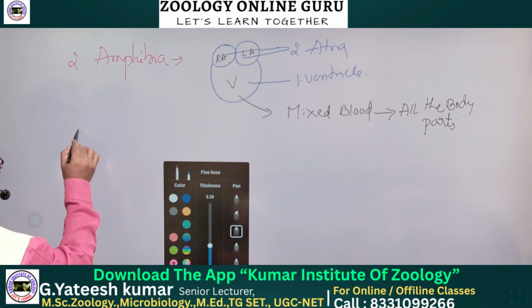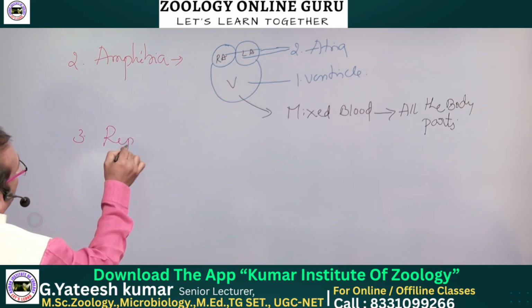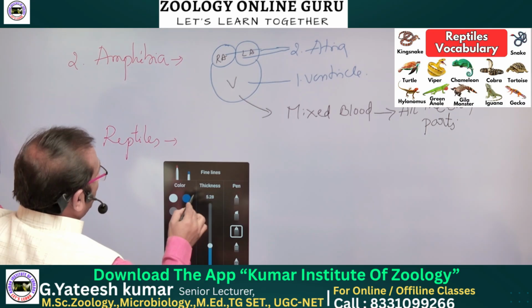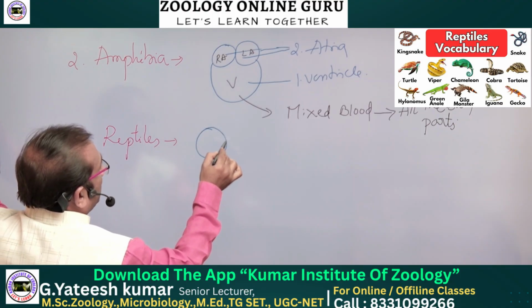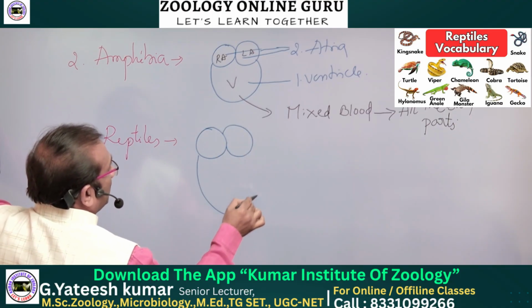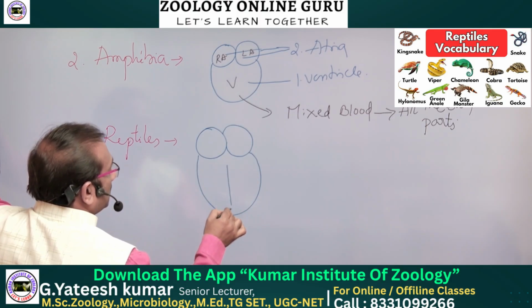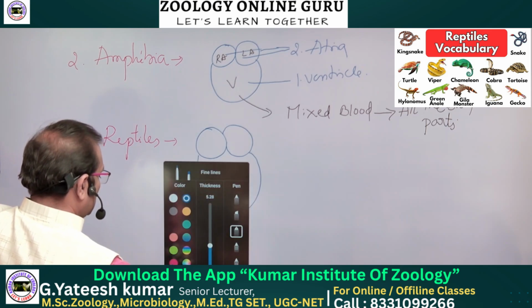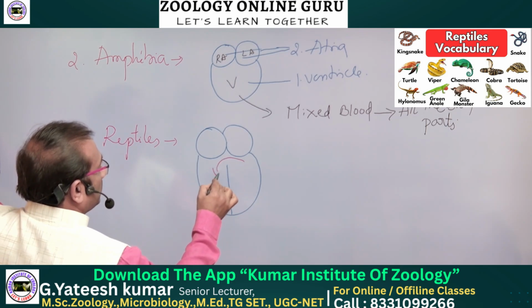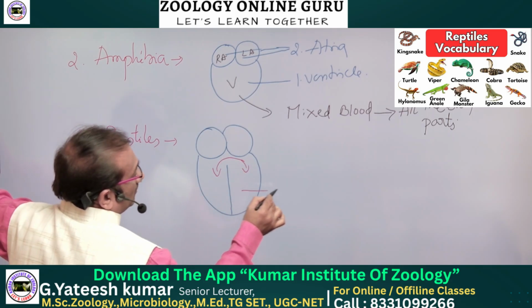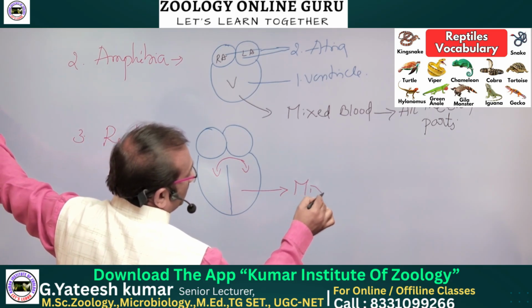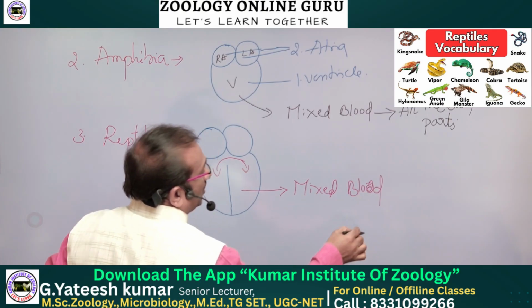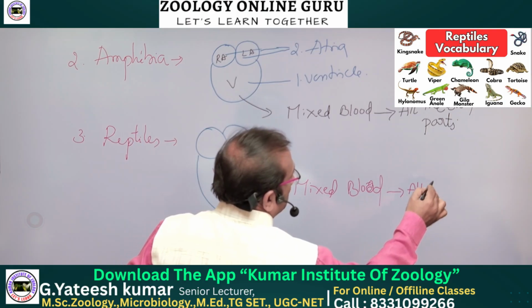Third one, reptiles. Here incompletely divided four chambered heart, one atria and another atria, two atria and ventricles. Ventricles are incompletely divided. So here also a chance is present for the mixing of the blood, and that is why from the ventricles mixed blood is transported to all the body parts.